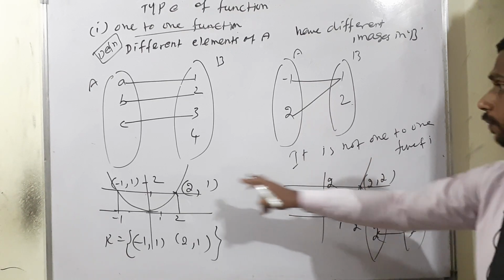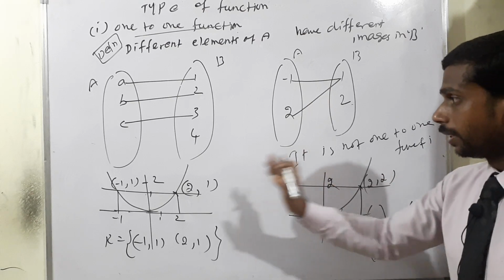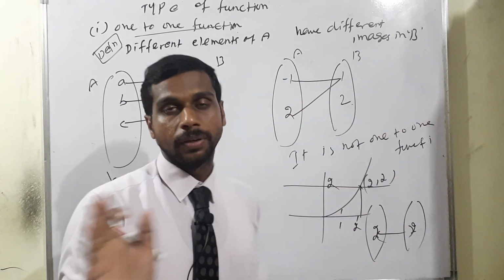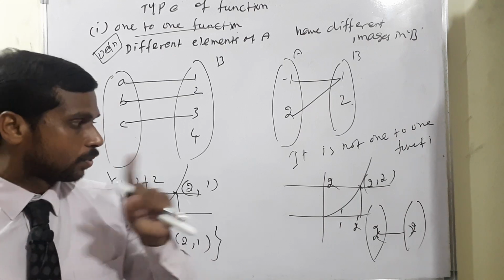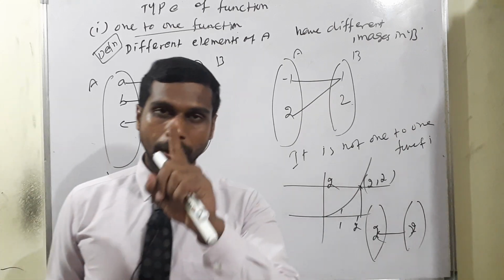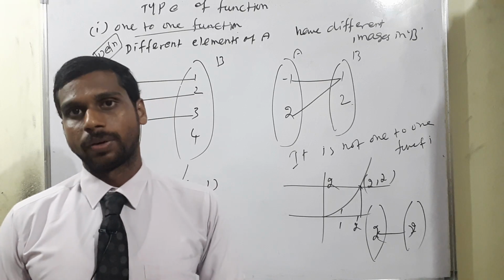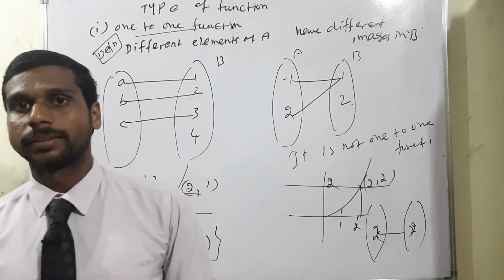So what I am saying, from this true diagram, intersecting more than one point means definitely we can say it is not one-to-one, but it is a function. When you have intersecting at only one point, that is called a one-to-one function, okay. I will continue with the next step.